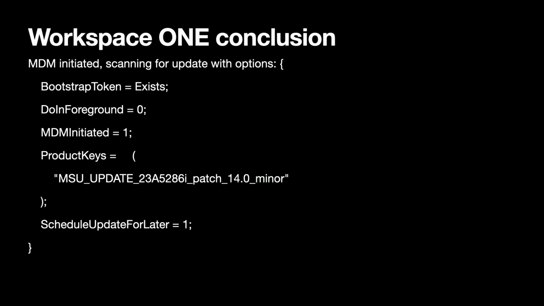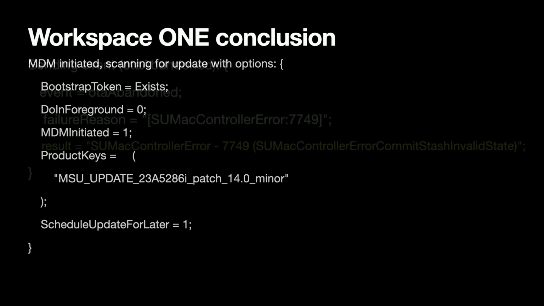After it scanned. Oh, the interesting thing here is the bootstrap token. So the clients will verify that the bootstrap token exists, because it needs to use that to unlock the disk during the update overnight, that sort of thing. So that's the whole process where it was invalidating that on accident. And this is how MDMs can kick off an update without user interaction.